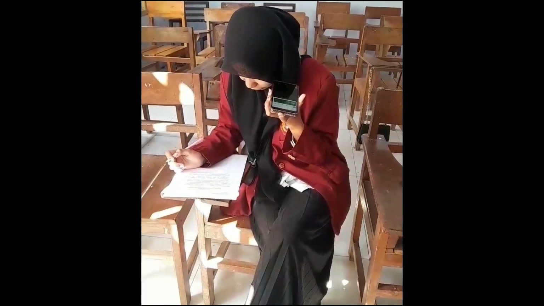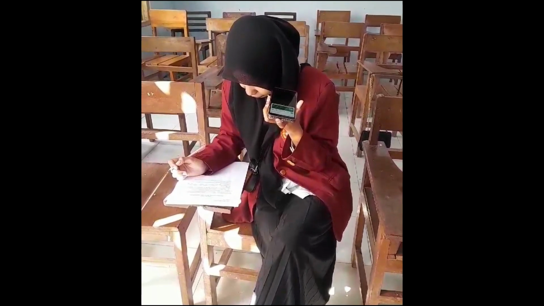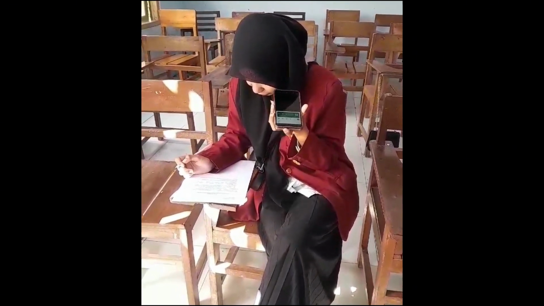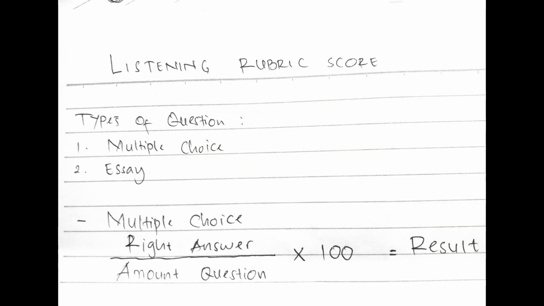In the listening test, I chose Sylvie as the sample. Then I asked her to fill in the blanks in the text while listening to the audio being played. And this is the result of Sylvie's work. There are 13 empty words that Sylvie had to fill in, and she got 10 correct and 3 incorrect answers. Then, to see how many points Sylvie got, we look at the score rubric for listening, because I chose a test in the form of filling in the blanks.